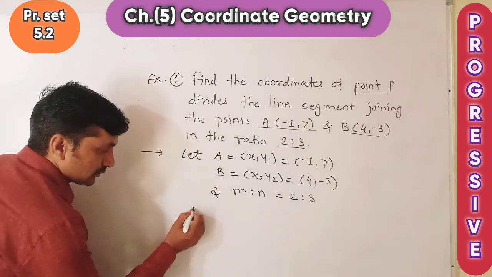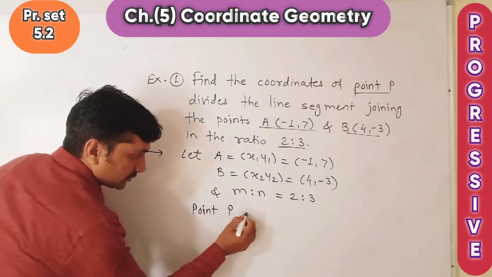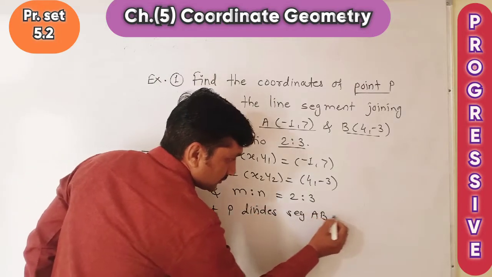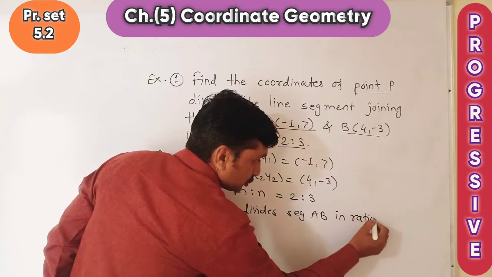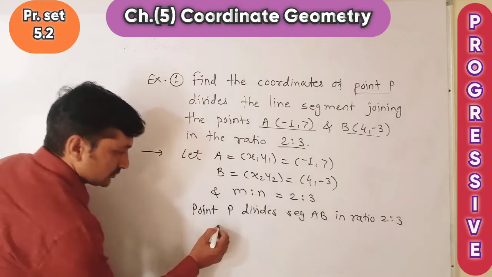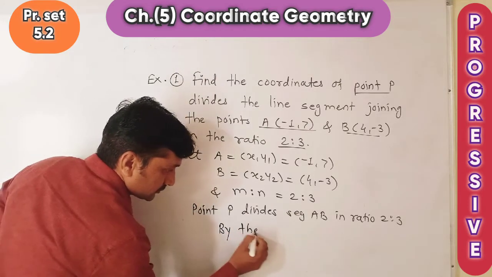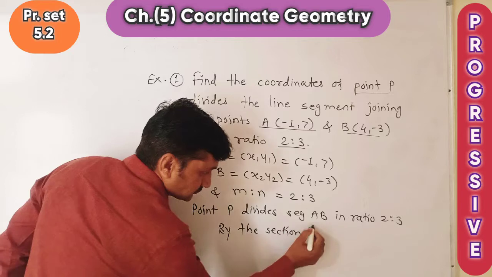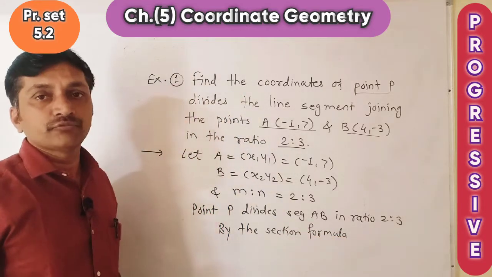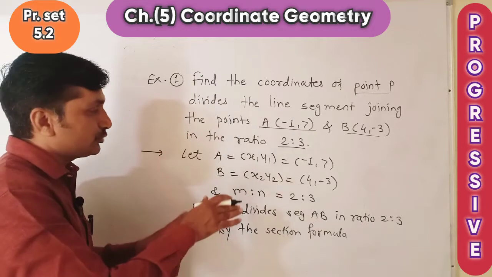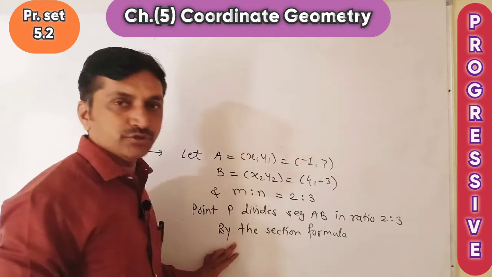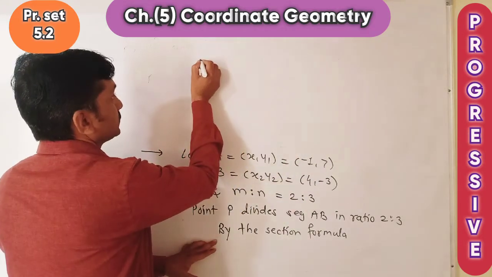Which point divides? Point P. Therefore we write that point P divides seg AB in the ratio 2:3. And now by the section formula, we will put in all the values and then we get the coordinates of point P. Now by the section formula, I write the section formula here.